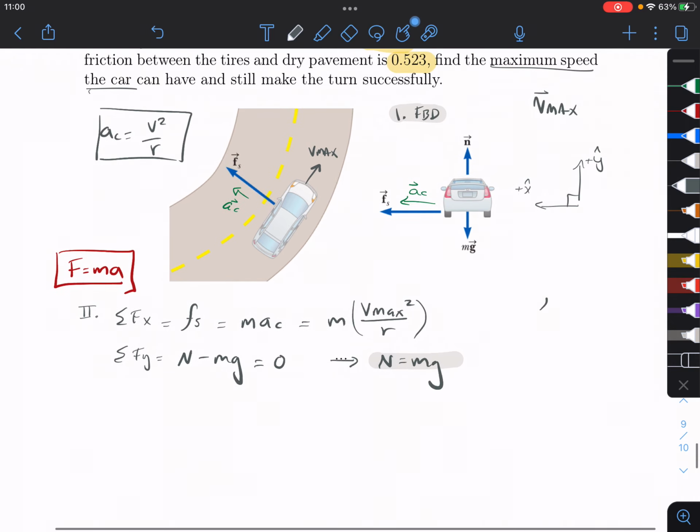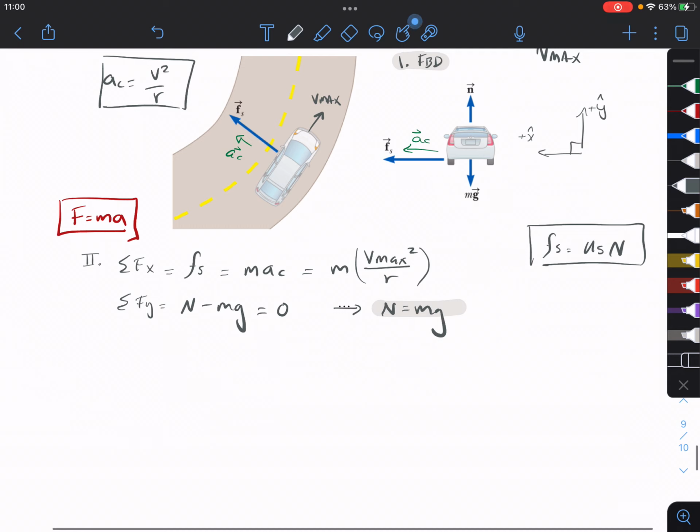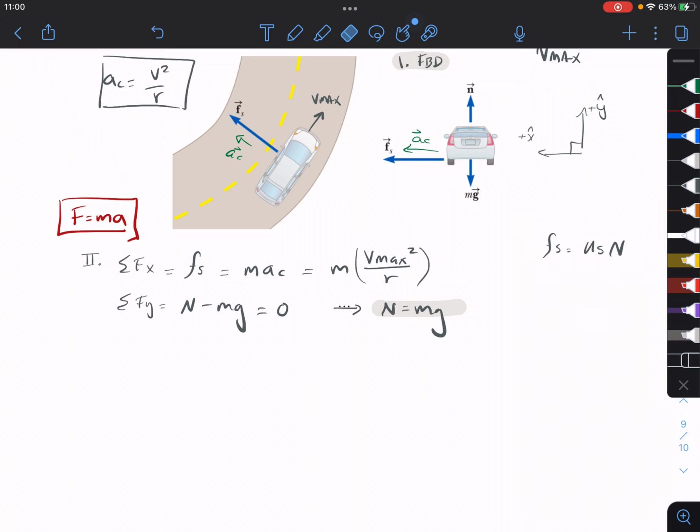We also know F sub s is equal to mu sub s times N. So let's take and rewrite this piece. Let's use this expression for F sub s, and then we also know that N is equal to mg, because we just solved for that. So F sub s is equal to mu sub s times mg. We're going to plug that in there.